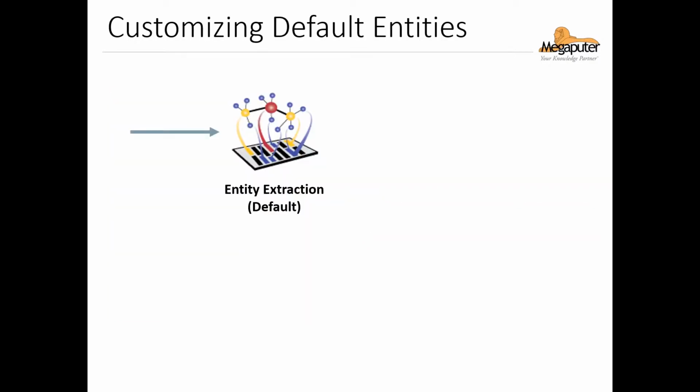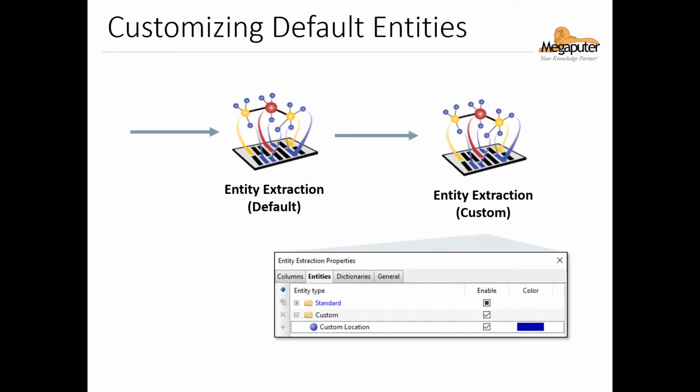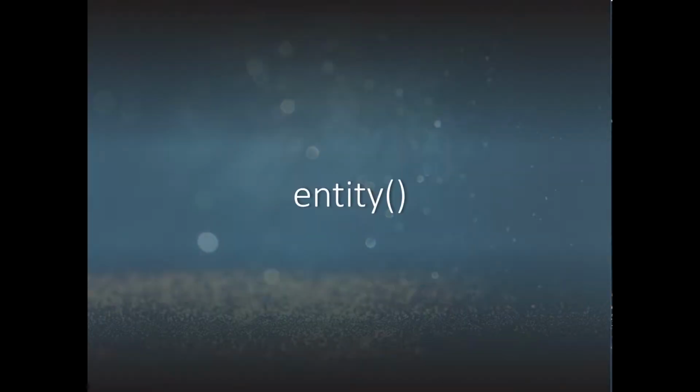First, you'll need to have executed an entity extraction node that extracts all your default entities. And then you connect a second entity extraction node to this. And this is the easiest way to begin customizing entities towards your specific business needs. Now, how exactly do we use the default entities in this custom entity extraction node? Well, the answer is you'll need to use the entity function.